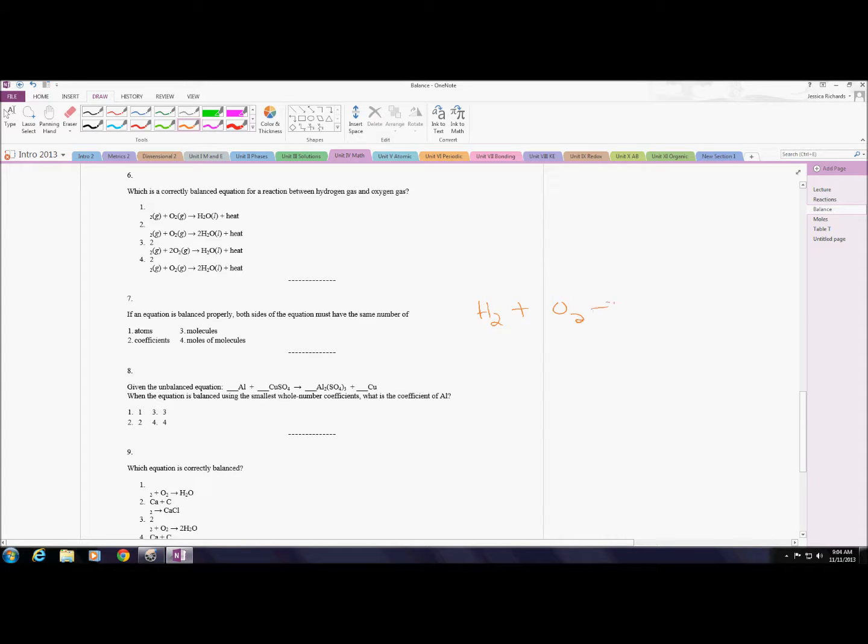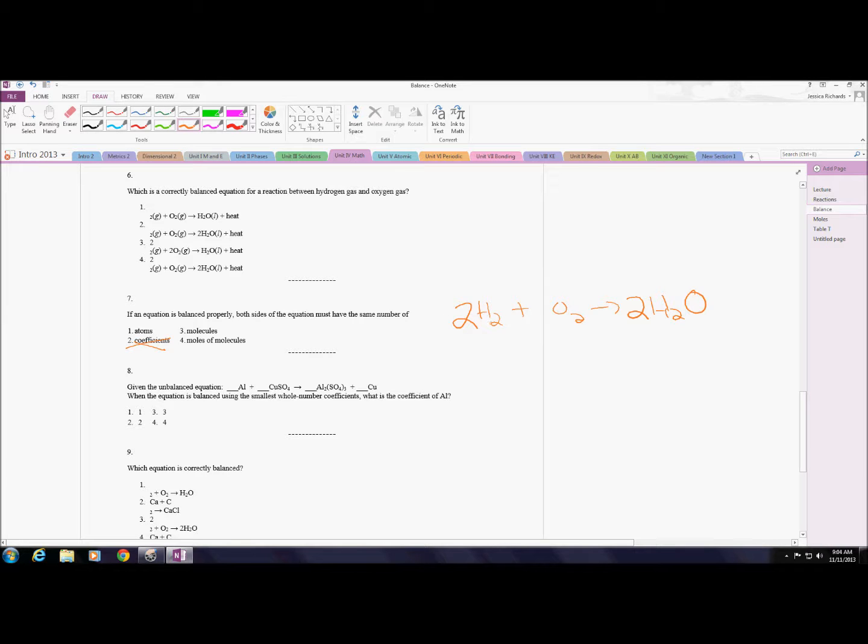So let's make some water. I need to have 2 oxygens over here, so I'm going to put a 2, which means I need 4 hydrogens, so I'm going to put a 2 there. So I have a properly balanced equation. Do they have the same number of coefficients? Number 2. Do they have the same coefficients? No. I have 2 and 1 and 2, so it's not coefficients. It's definitely not the same.